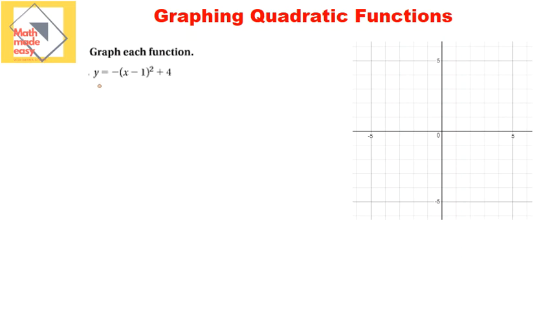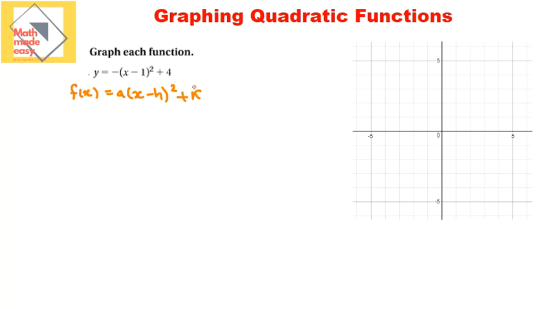Graph each function, and we have the function y equals negative (x minus 1) all squared plus 4. Now, which form of a quadratic function is that? This is the vertex form, and if you don't remember or know the details of that, you need to go back to the video about vertex form. I'm going to link it for you up here. So the vertex form was f of x equals a multiplied by (x minus h) squared plus k.